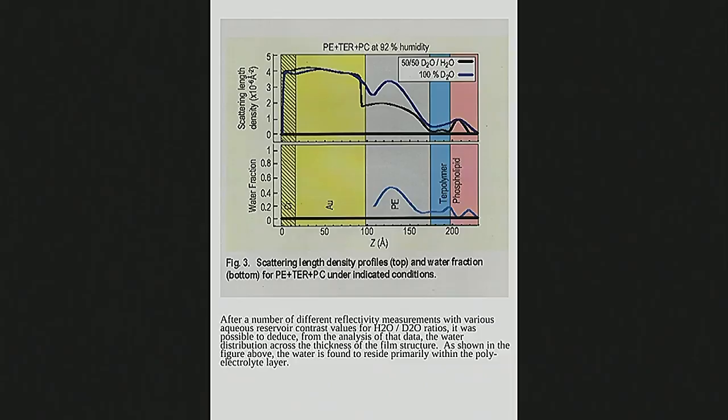You were able to deduce at the end that most of the water, if you looked at the density of water as a function of depth, actually penetrated in through the upper two layers into the polyelectrolyte layer and resided in there at something like a 40% level. So it really gets through that.